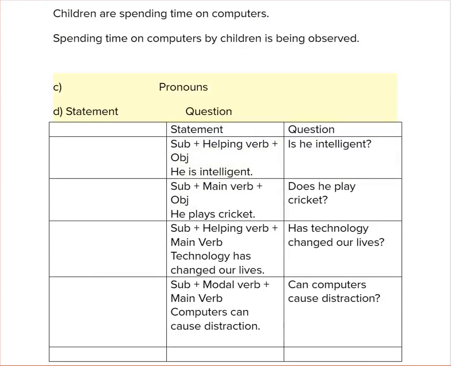Next one is the third type: statement and question. Convert a statement to a question: subject plus verb becomes helping verb plus object. Example: he is intelligent. Is he intelligent? Subject plus main verb plus object: he plays cricket. Does he play cricket? Subject plus helping verb plus main verb: technology has changed our lives. Has technology changed our lives?